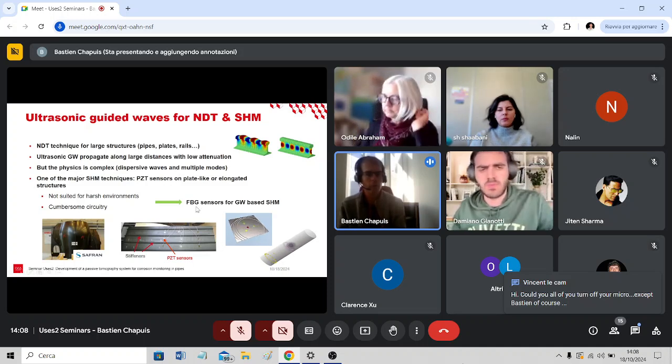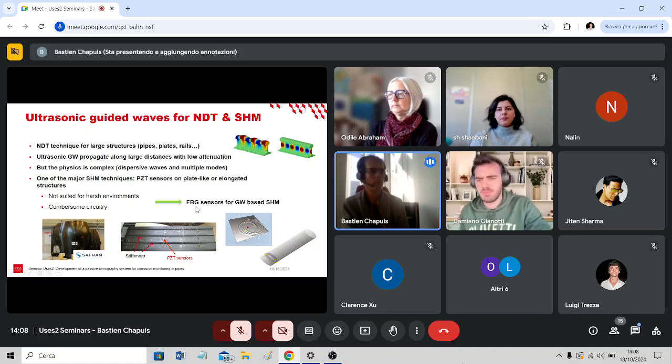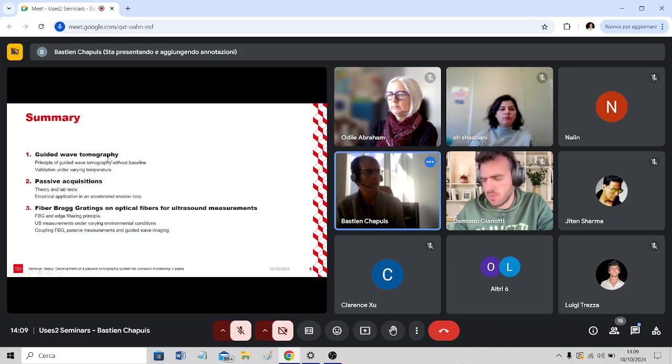That's why for around 10 years, we have been working at CEA to use FBG, fiber Bragg grating sensors on optical fibers, as sensors for guided waves. And we will see in the presentation why we think that this type of sensor is very promising for guided wave based systems.